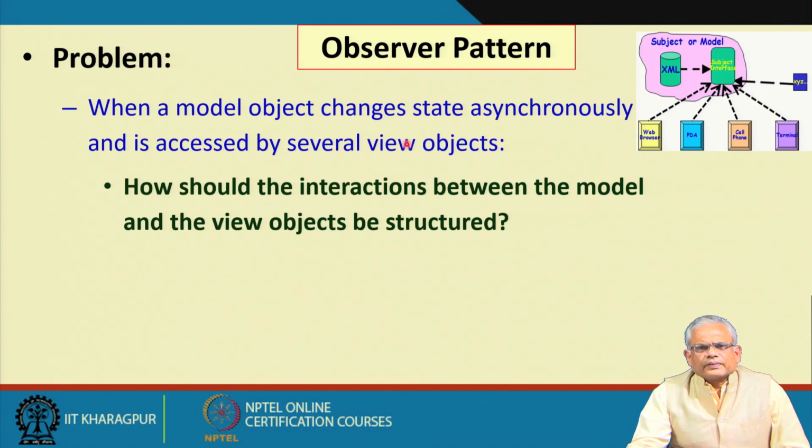So, here there is a model and there are observers, and the observers invoke the request to be refreshed to changes in the model, but the changes occur asynchronously. Now, how the interaction between the observers here and the subject needs to be structured.